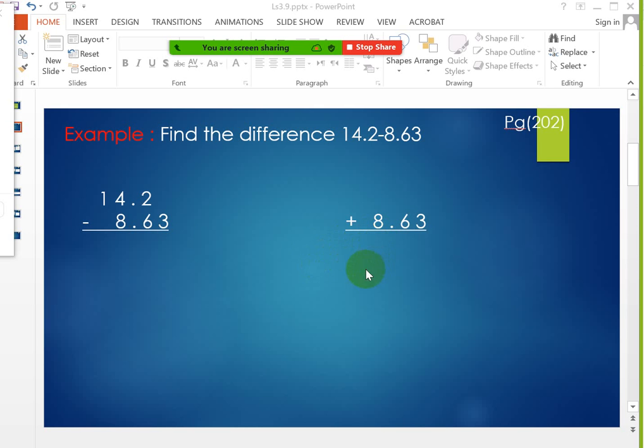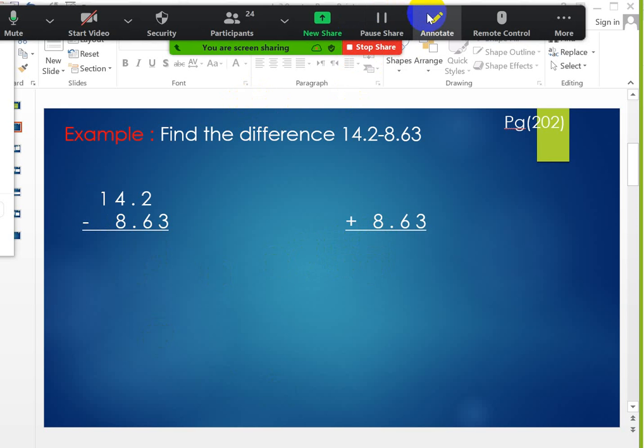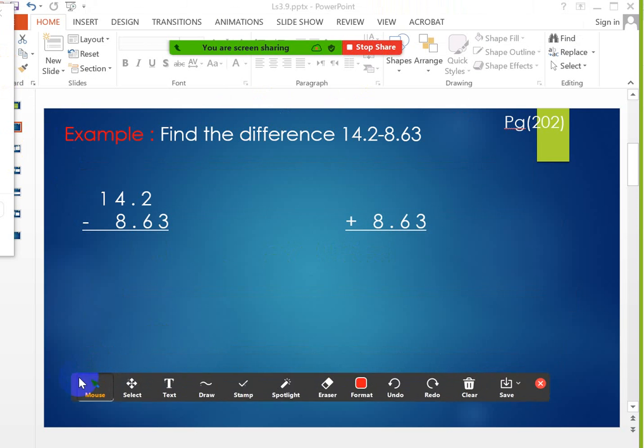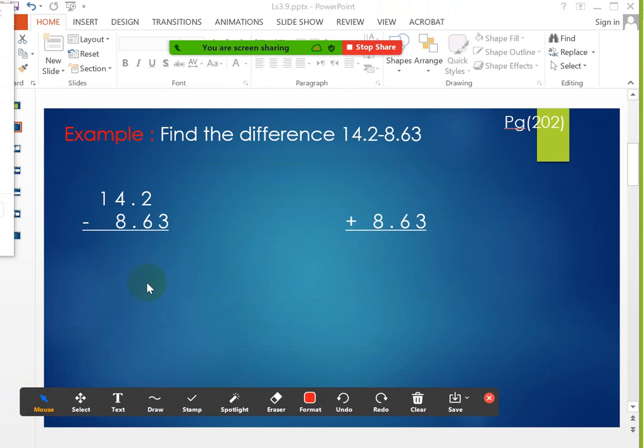Subtraction between two decimals. So let's start with the first exercise on page 202. 14.2 tenths minus 8.663 hundredths. How will I find the subtraction? First thing, I have to order the numbers as we learned according to the place value. So the tens under the tens, the hundredths under the hundredths, and so on.